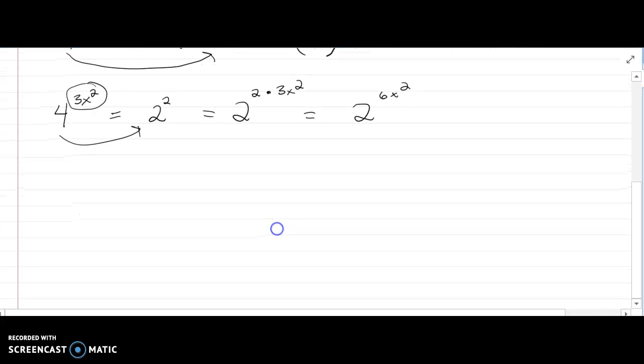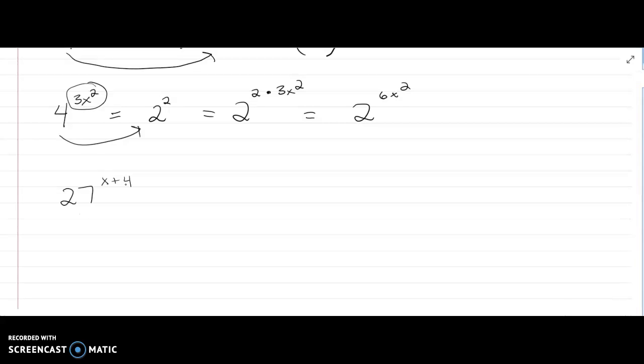Let's try a different one. Let's try 27 to the x plus 4. Take a minute, pause the video, try this one on your own, and then come back.